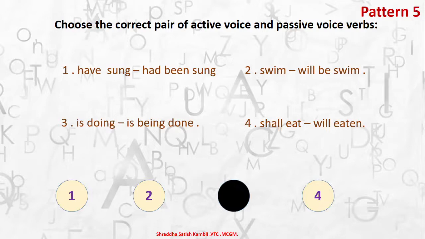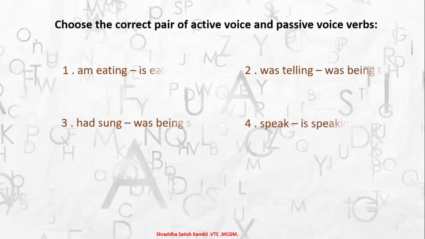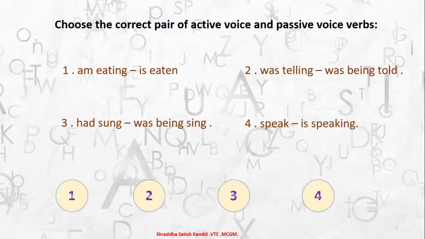So this is how these questions are to be solved. You have to think about how these verbs will be used in a sentence, and then you have to try and understand whether it is the right option or not. Then coming to the next one here, am eating, is eaten. Was telling, was being told. Had sung, was being sung. Speak, is speaking. So come on, which one is the correct pair of active voice and passive voice?